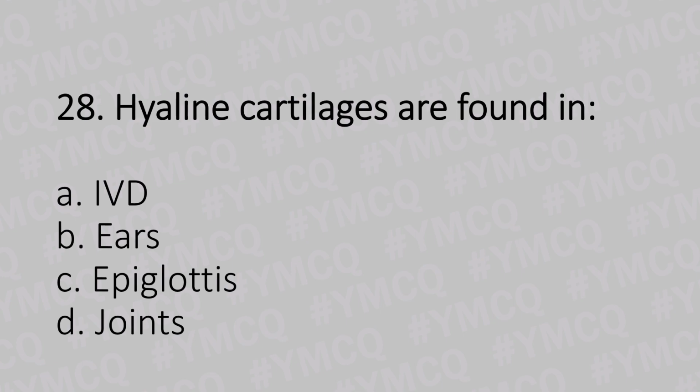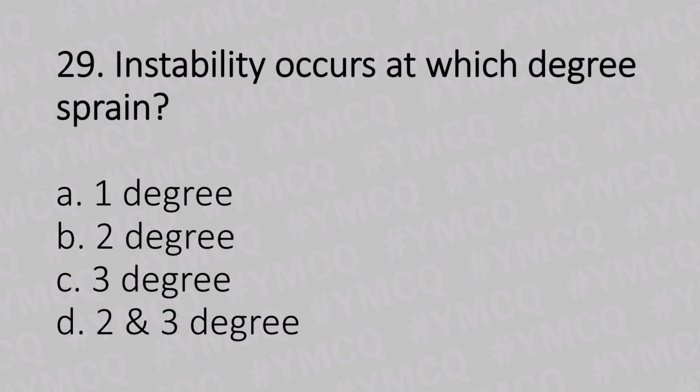Moving to our 28th question, hyaline cartilages are found in option A, IVD, intervertebral disc. Option B, ears. Option C, epiglottis. Option D, joints. And the answer is option D, joints.